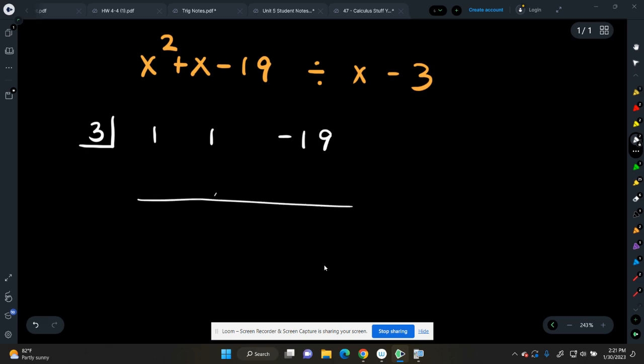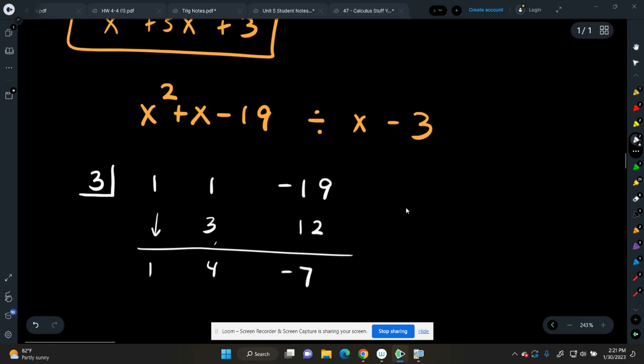All right, let's do this. Bring down the 1. 3 times 1 is 3. 1 plus 3 is 4. 3 times 4 is 12. Negative 19 plus 12 is negative 7. What's different about this problem? There's no 0.